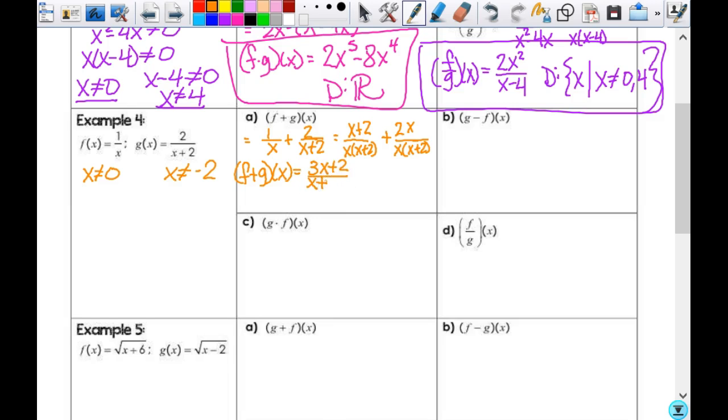x times x plus 2. Can I cancel those 2's out? No, you can't reduce that any. And so this is my answer, and my domain is the set of all x's such that x cannot equal 0 or -2.